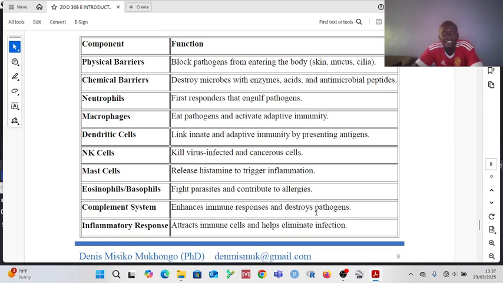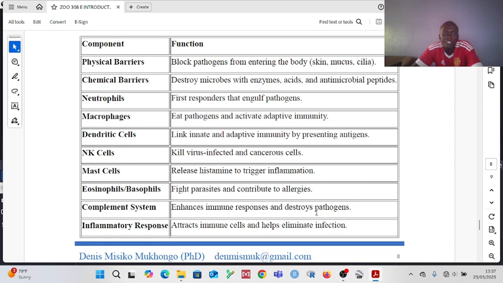Mast cells, they release histamine. Histamine triggers inflammation. The eosinophils and the basophils. The eosinophils fight parasites. The basophils contribute to allergies.